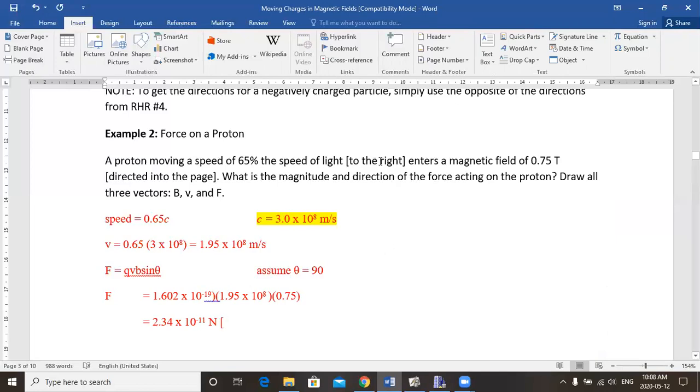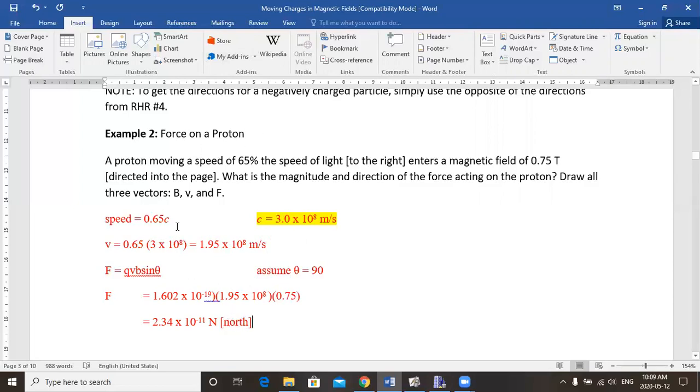The speed is to the right, so you have to make your thumb go to the right. The field is into the page, so while your thumb is to the right, you have to rotate your hand. Your hand has to go into the table, and you'll notice that your palm is pointing due north. So that would be the direction of the force, north. And it would be north because it is a proton. If this was an electron, then the direction would be south.